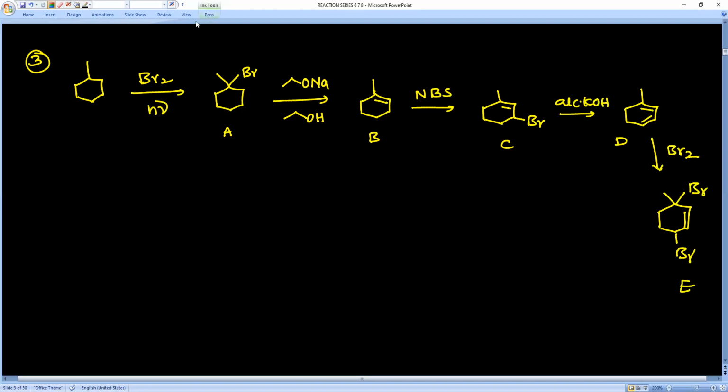Now this compound B is also treated with bromine water. Therefore, what will happen? A halonium intermediate will be formed, right?